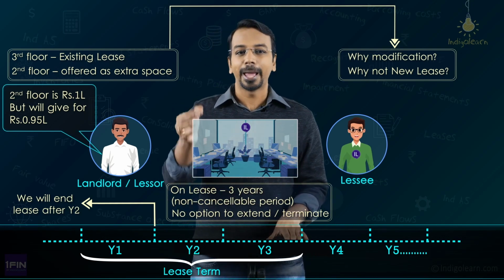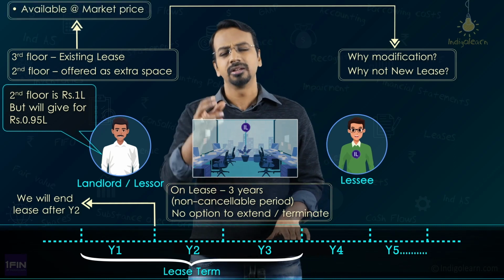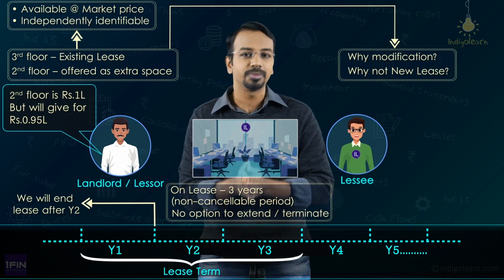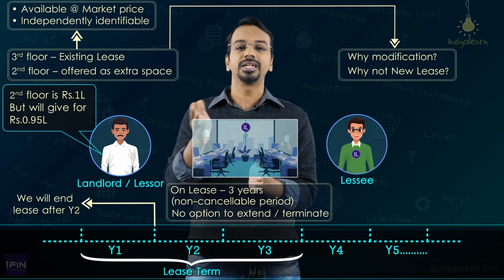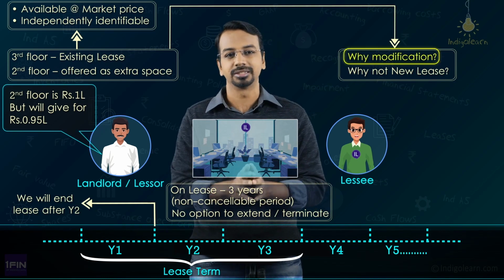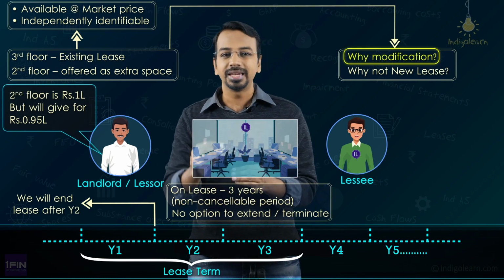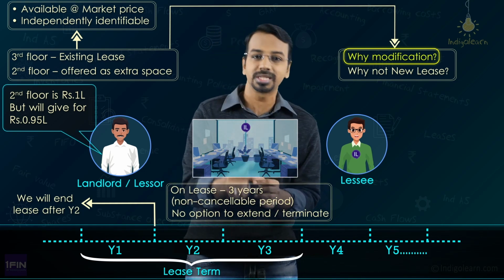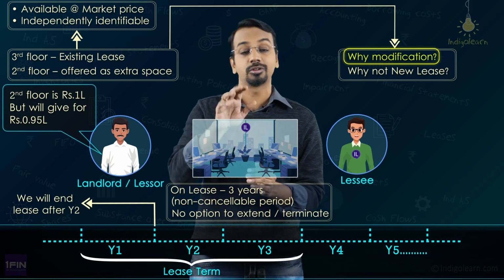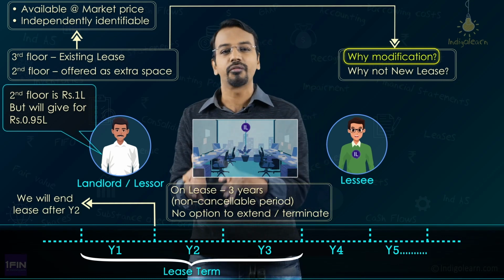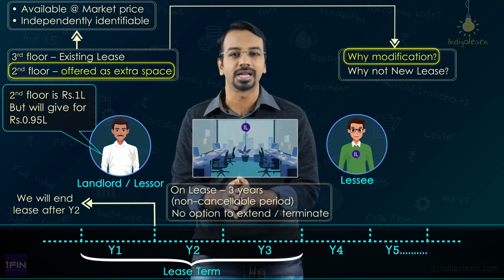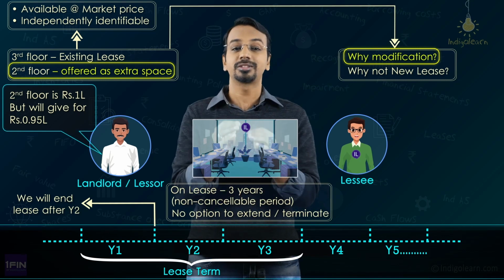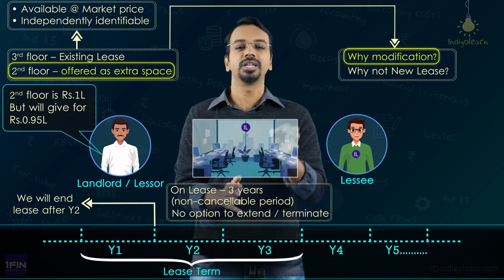Now, the question is, am I getting the second floor at a rate which is similar to the rate in the market? The answer is yes. Is that independently identifiable? Yes, that is independently identifiable. Then, why should I treat it as a modification of my existing lease? So, what the standard says is, if there is an increase in scope by adding one or more right of use assets, that is, the scope has increased not because of term but because you have added another right of use asset or assets, in that case you have to check whether the increased consideration is commensurate with the standalone price of the increased right of use asset.